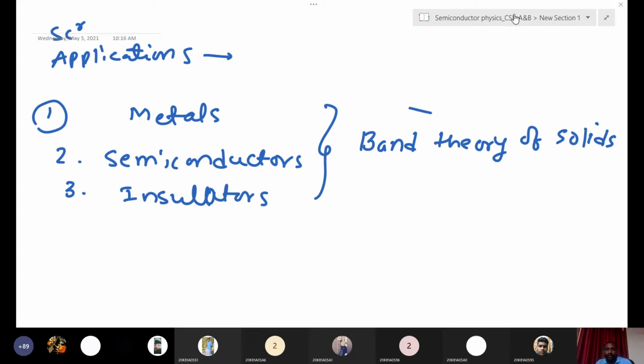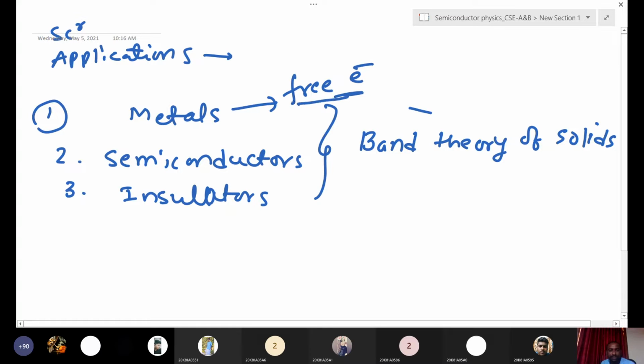Okay, no problem. So these metals are high conductivity materials because metals always have a very high number of free electrons. Lots of free electrons are available in metals. So if free electrons are available, conductivity is also very high for metals.